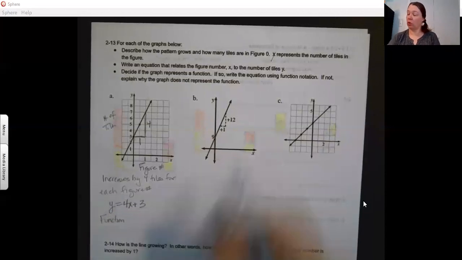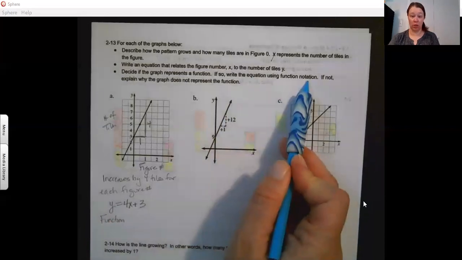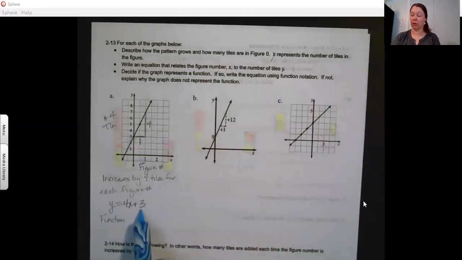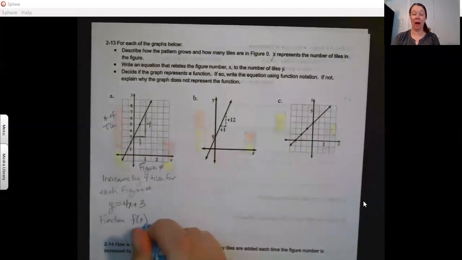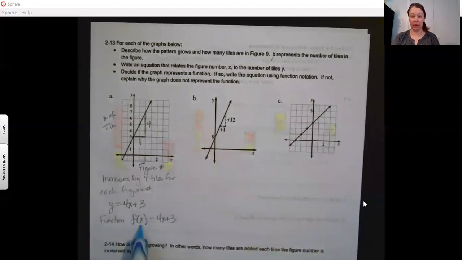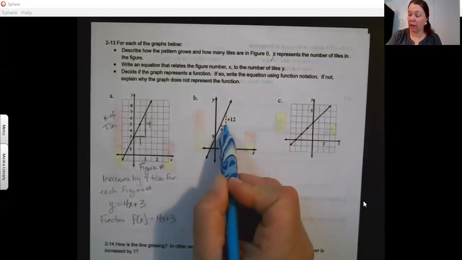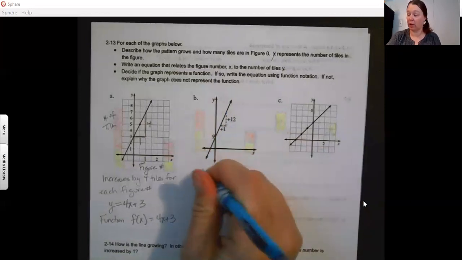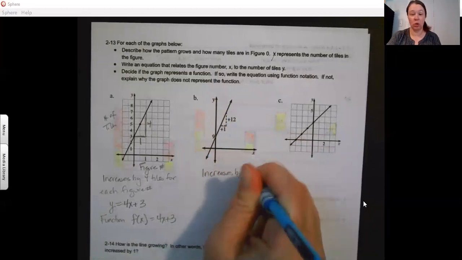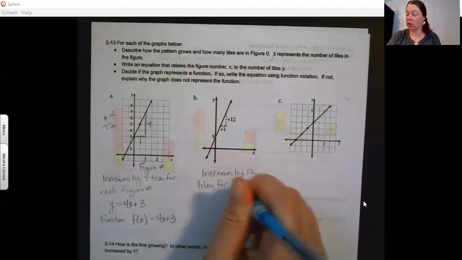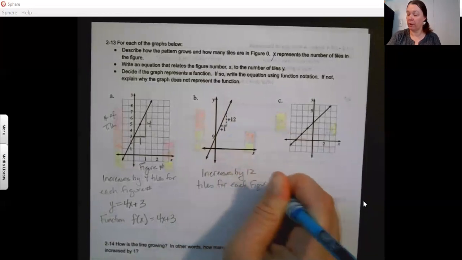And then it says to write your equation using function notation. So instead of writing y equals 4x plus 3, remember that function notation, we would say f of x equals 4x plus 3. So we have some rule f where our independent variable is x, and this is how you find the total number. Okay, so let's move on to part B. So when we look at part B, they already say for 1 increase in figure number, the number of tiles increases by 12. So I can see that right by looking at it, right? So it increases by 12 tiles for each figure number.